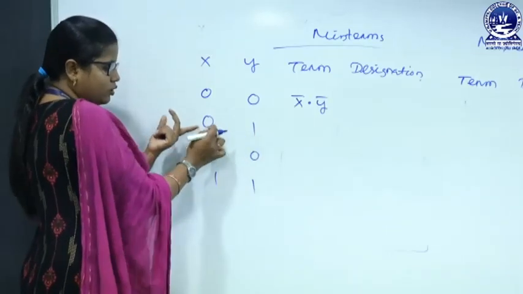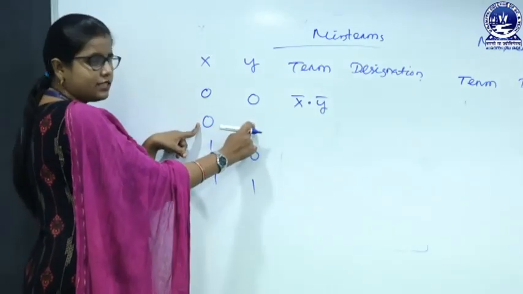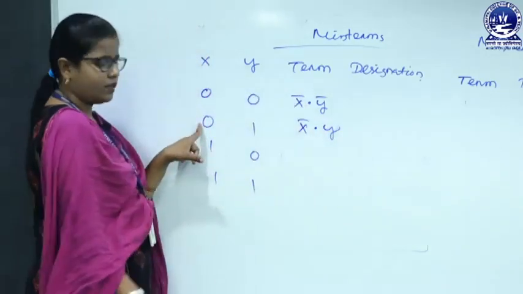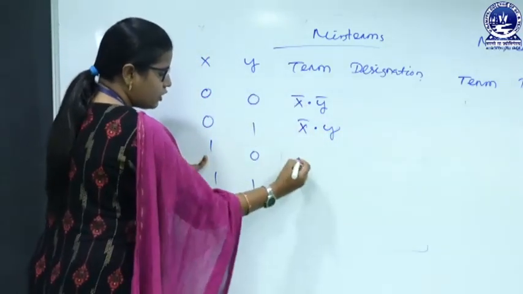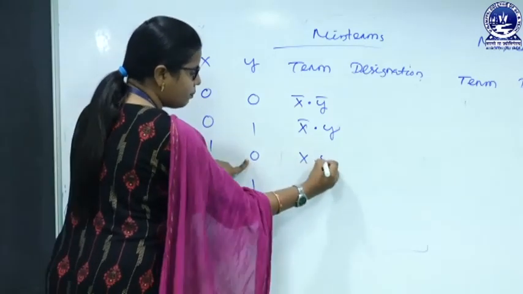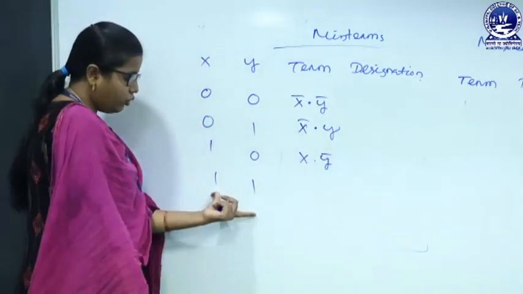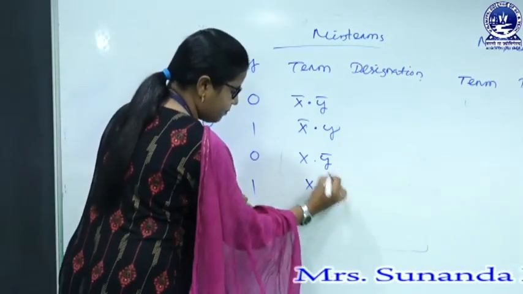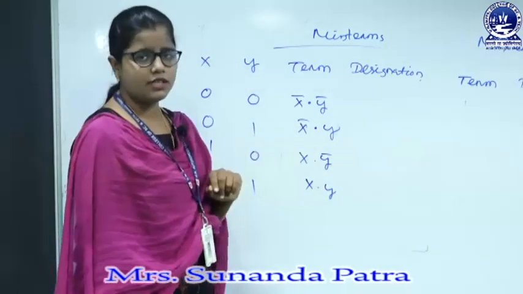Now 0, 1. So here is the complement form, here is the normal form. So x complement dot y. 1, 0. So here is the normal form x and here is the complement form, y complement. Both are 1. That means both are in normal form. So x into y.